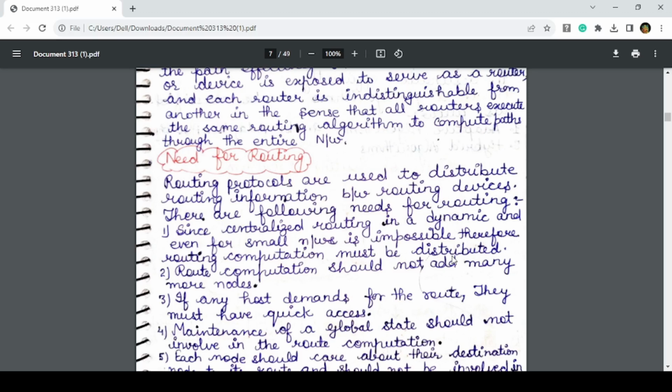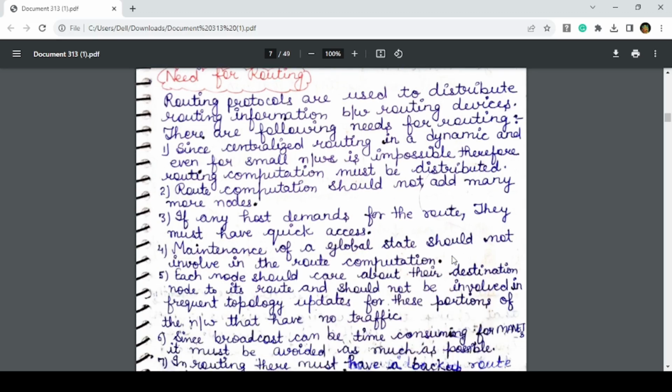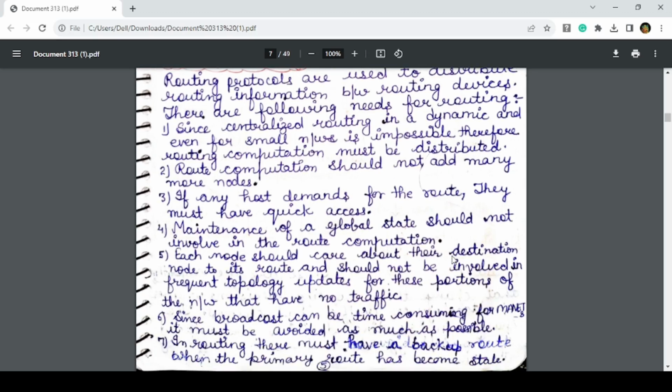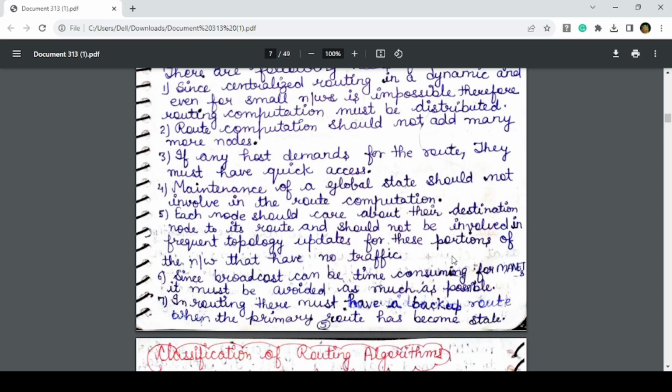Second need, route calculation should not involve many more nodes. Number 3, if any host demands a route, it must have quick access. Maintenance of a global state should not be involved in the route calculation.